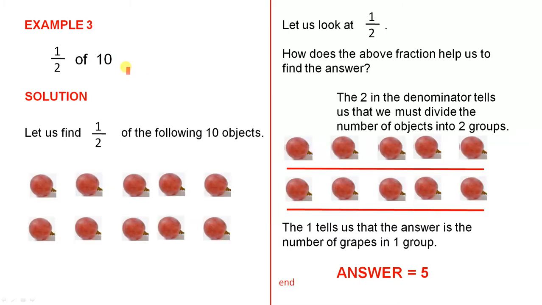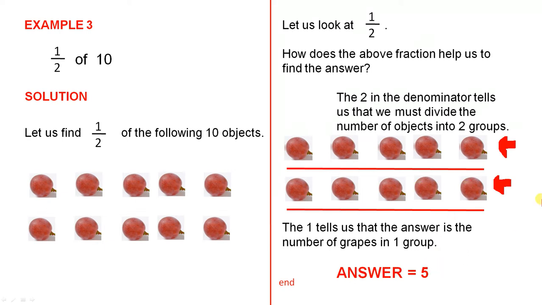Half of 10. So let us find half of the following 10 objects, which are 10 grapes. How does the above fraction help us to find the answer? The 2 in the denominator tells us that we must divide the number of objects into 2 equal groups. So remember, the groups must be equal. Well, here we are. There's one group. There's another group. And they are equal because you have 5 in each. The 1 tells us that the answer is the number of grapes in one group. 1, 2, 3, 4, 5.